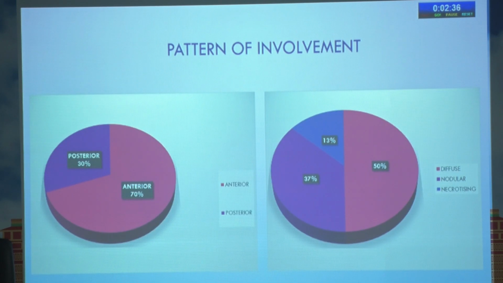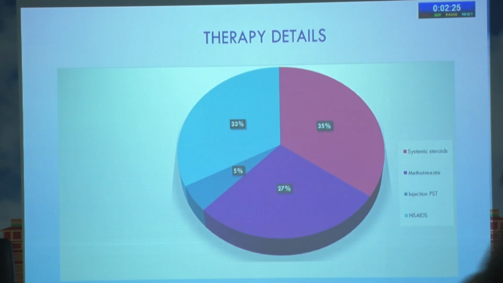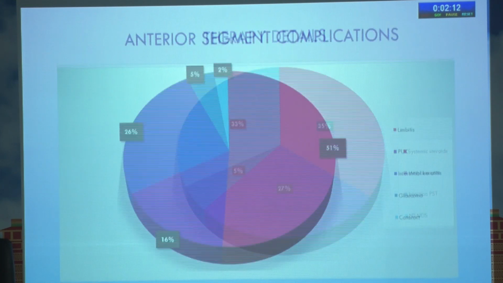So mostly it was an anterior scleritis, 70%, and posterior was 30%. And among the anterior scleritis, 50% was diffuse, followed by the nodular and necrotizing. So most of the patients, we treated them with systemic steroids with topical, and also with few with NSAIDs. An injection PST, posterior subtenons, was given for a patient with vitritis and methotrexate.